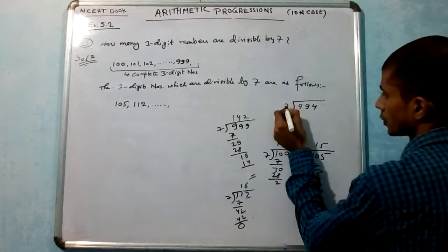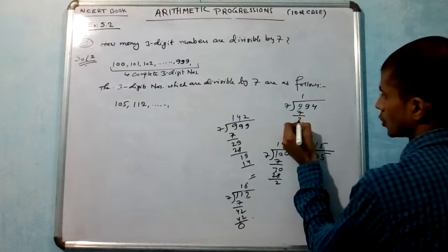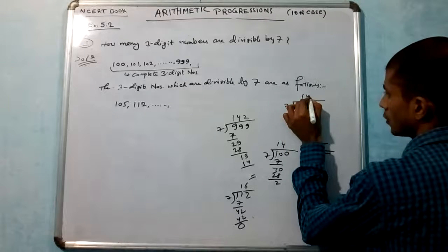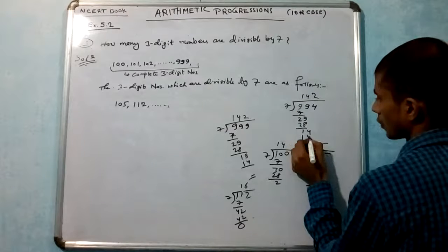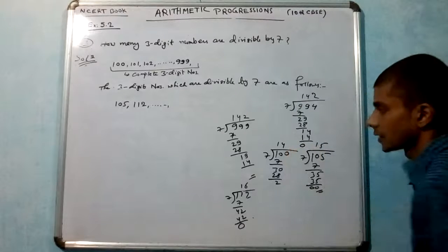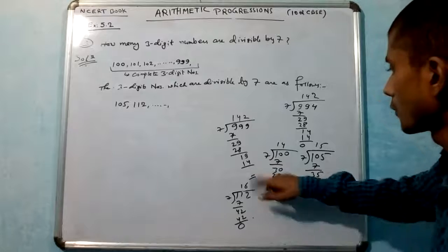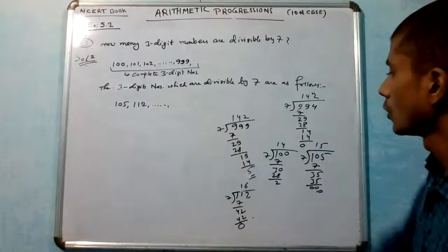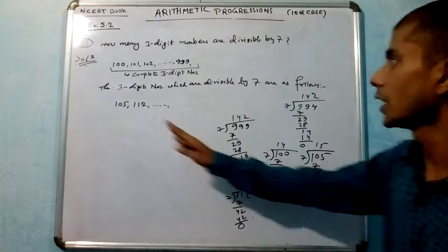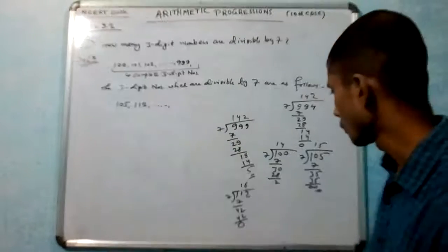994, will it go? 7 1 is 7 again, 2, 9, 7 4 is 28, 1, 14, 7 2 is 14, it's going. Okay, see, here we were getting how much? 5, no? So how to remove this 5? Means go less 5.